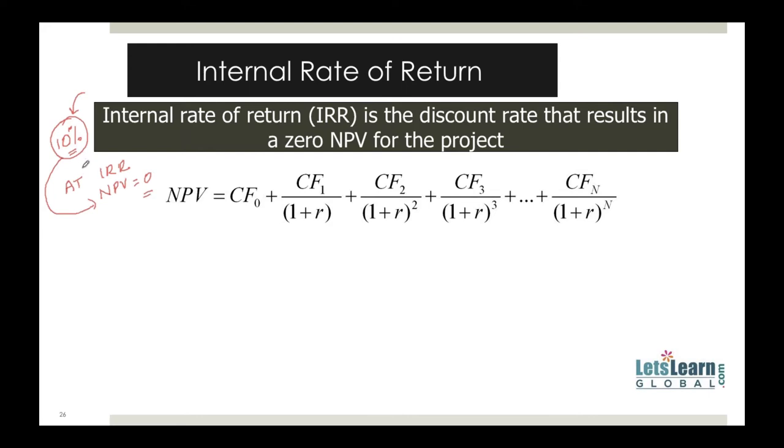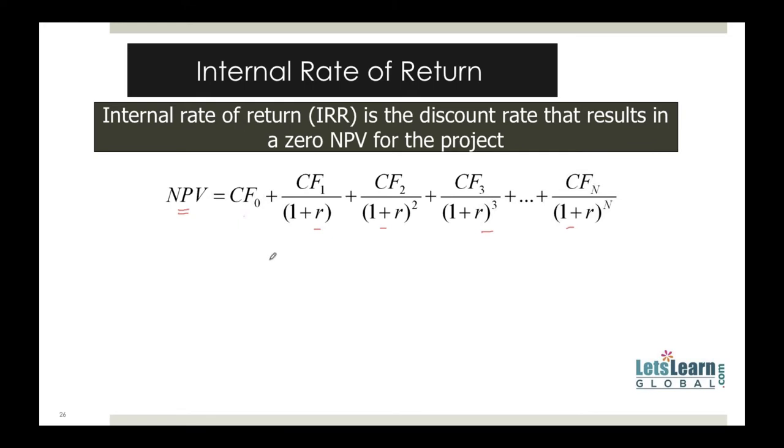How do you calculate internal rate of return? The same way we calculated NPV. The calculation methods remain the same: calculating the present values of cash flows during the life of the project and deducting the cash flow at the beginning of the year.